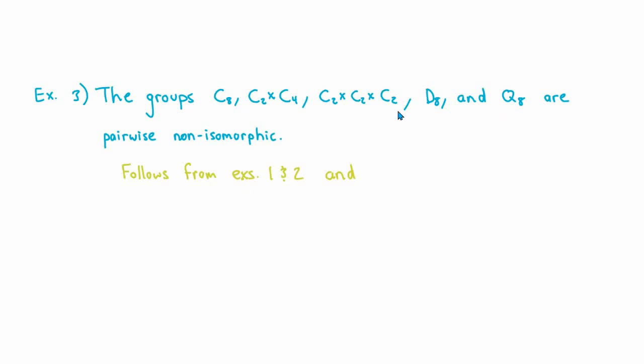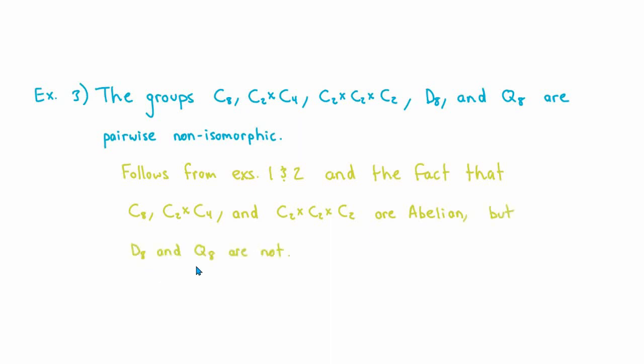So now we just need to think about whether or not any of these first 3 groups could be isomorphic to D8 or Q8. But by property 6, that can't happen because the first 3 groups here are all abelian groups, but D8 and Q8 are non-abelian groups. So that tells us right away that none of the first 3 groups can be isomorphic to D8 or Q8. And it finishes our proof that all 5 of these groups are pairwise non-isomorphic groups of order 8.